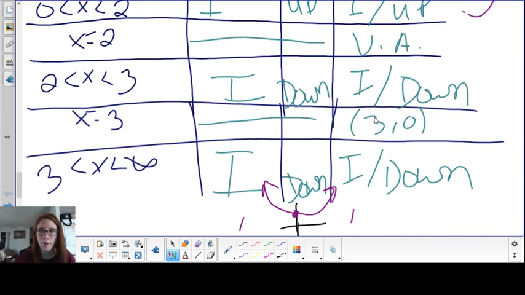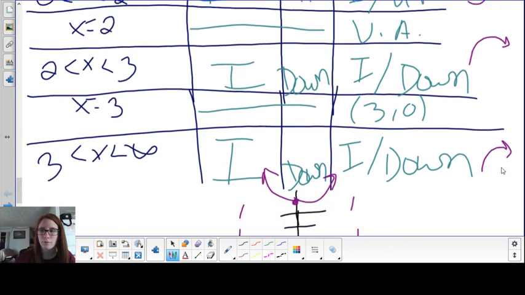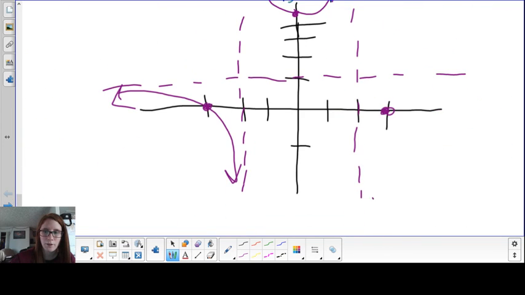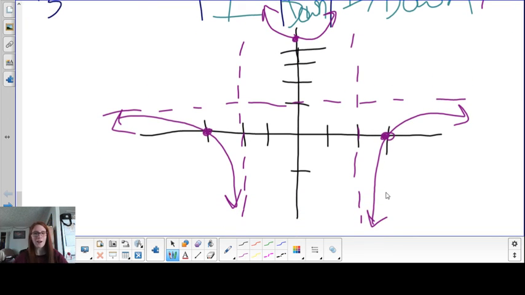Next part is going to be increasing. So we're going to be increasing, but we're going to be concave down. And again, we're going to be increasing and concave down. So there we go, ladies and gentlemen. We have graphed our first problem. Woo!